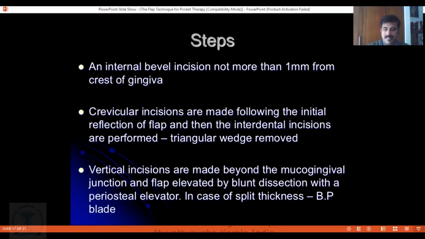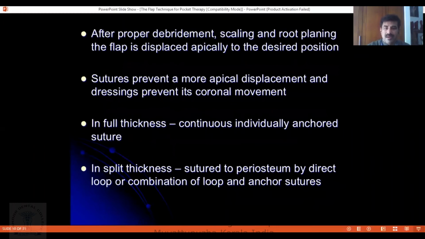And then once you have reflected, do every step that we do with all flap surgery. That is proper debridement, removal of complete granulation tissue, scaling, root planing, and irrigation of the area. Then you apically displace the flap. Where do you displace the flap? Displace it to a junction between the tooth and the bone. And there you put sutures.